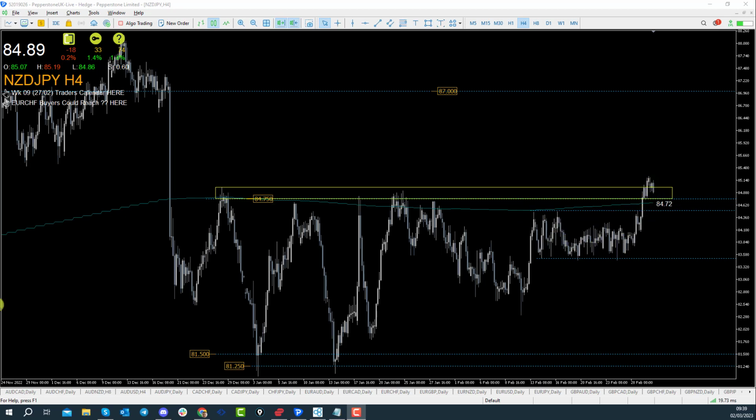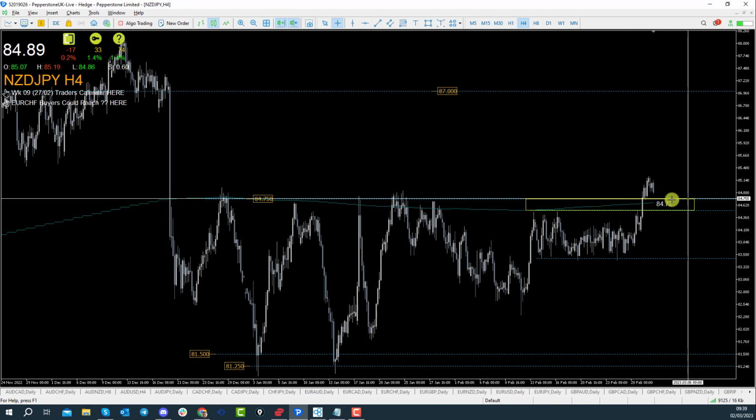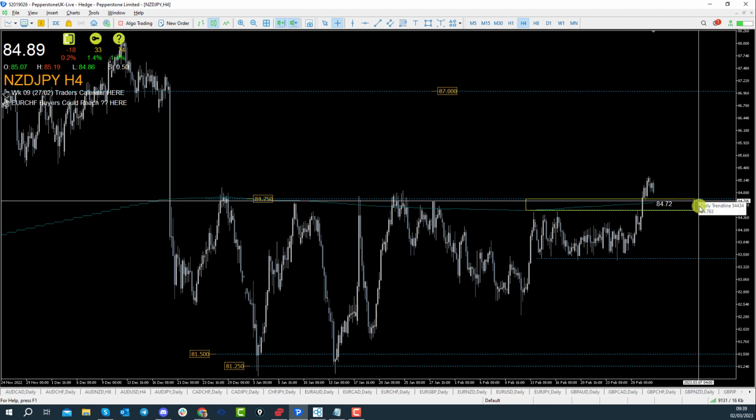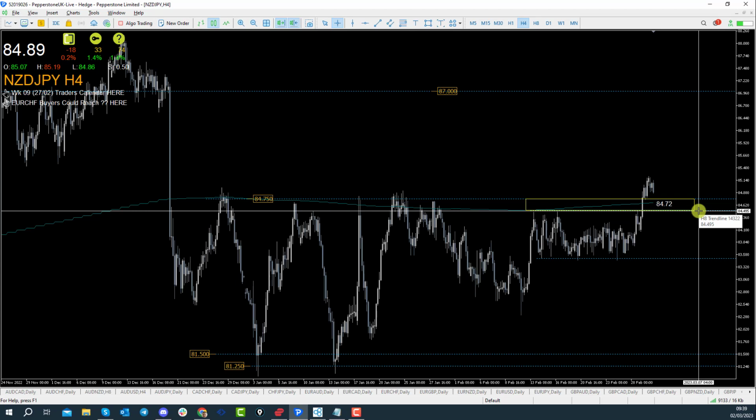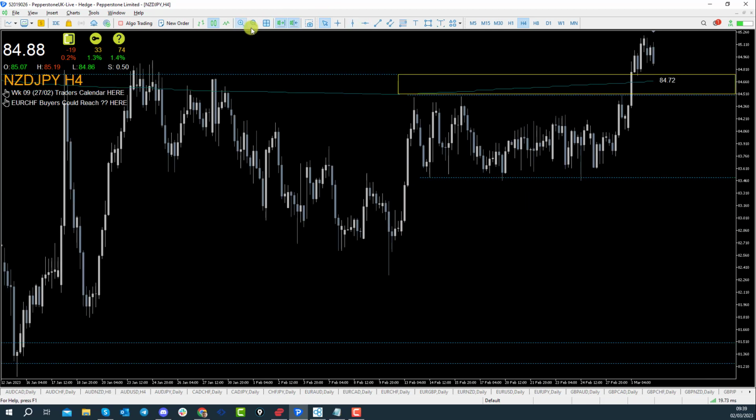So I've actually got a bit of a zone on the go. I've moved this yellow zone down into around this area. Let me just bring it across, just so we're focusing on the area in question. You can see here the zone between the 84.75 and the 84.50 handle. We've got a 25 pip zone here that I think we could work with for opportunities to the upside.